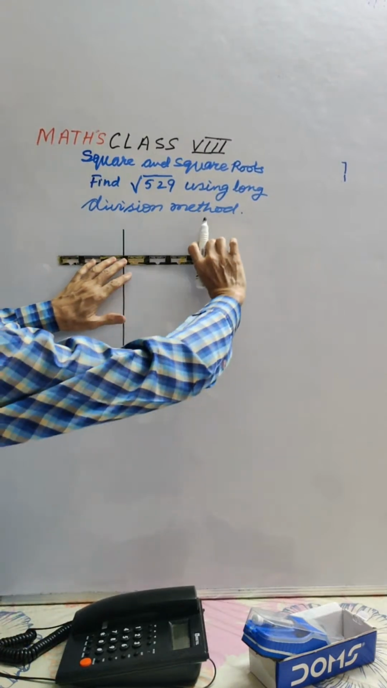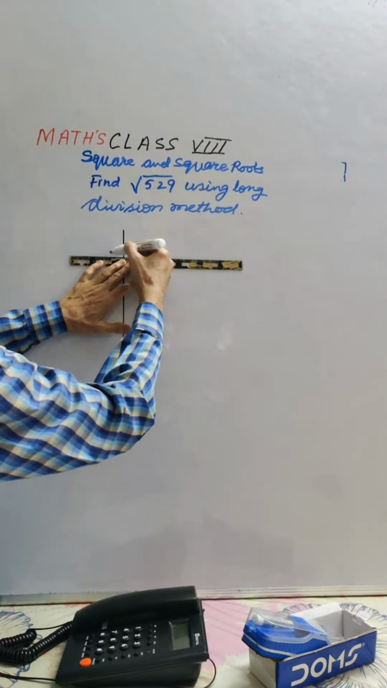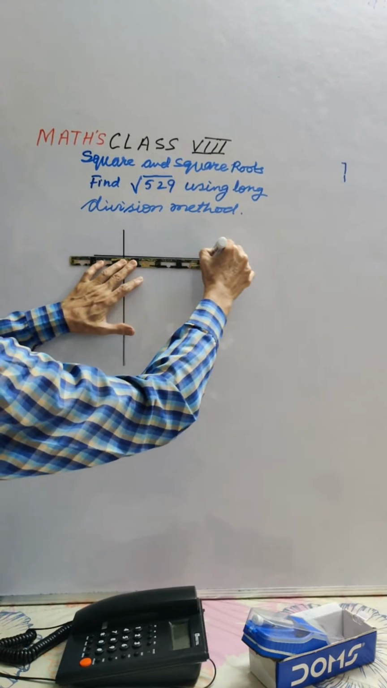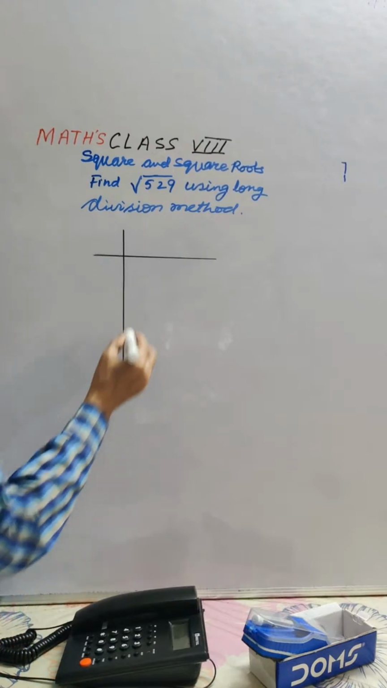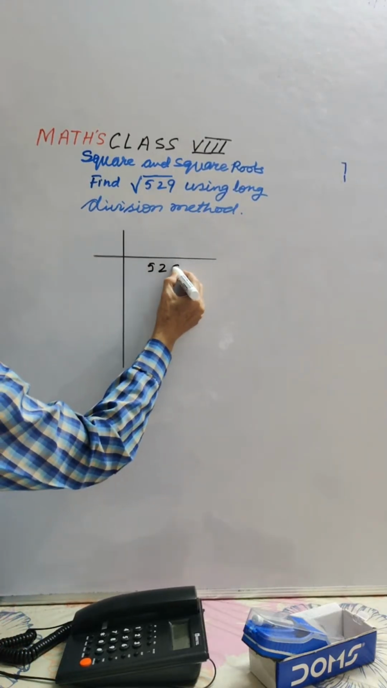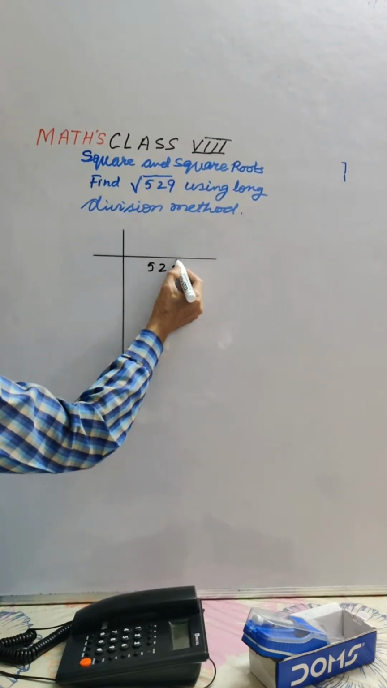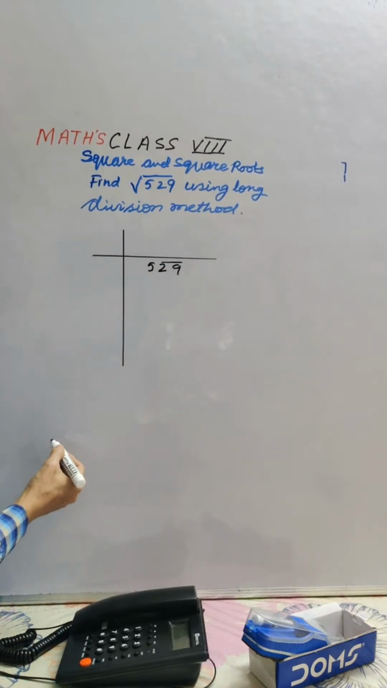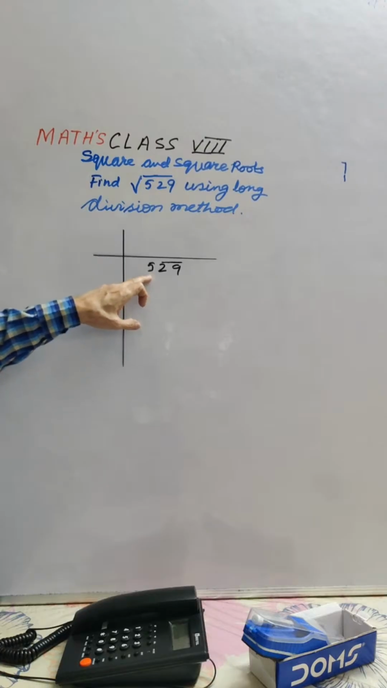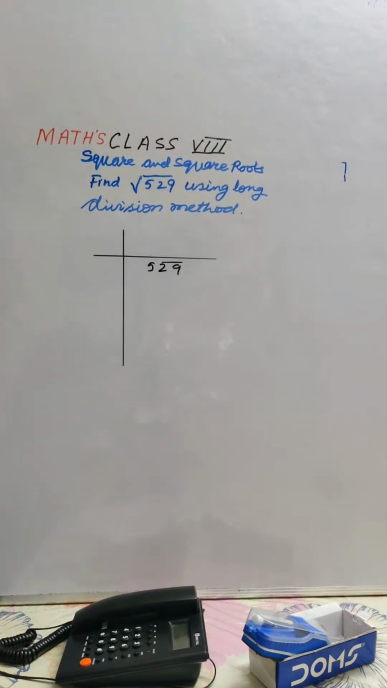We shall draw a line like this and this. First we shall write the number in this, that is 529, and start making groups from left hand side toward the right hand side. So there is only one group, other number is left out. We shall do the table of a number which, multiplied by itself, is smaller than 5. So 1 ones are 1 and 2 twos are 4. We shall take 2.